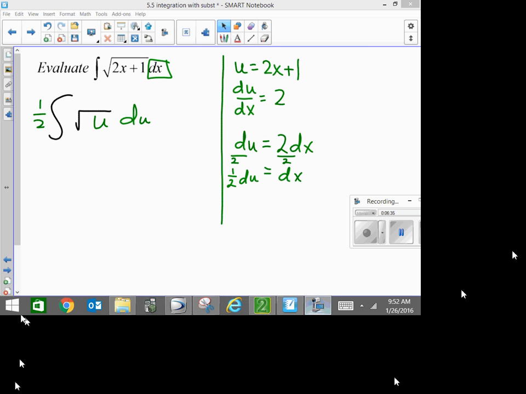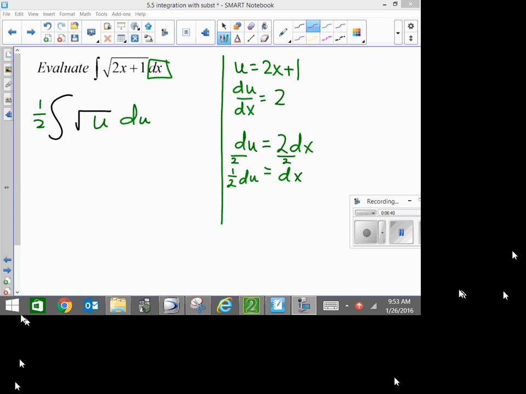I'll give you a minute. Maybe. What do you got? 1/4 radical 2x plus 1. No, the 4 is under the radical. 1/4 radical 2x plus 1. We'll see. If I think about the reverse derivative of this giving me this, that looks good.